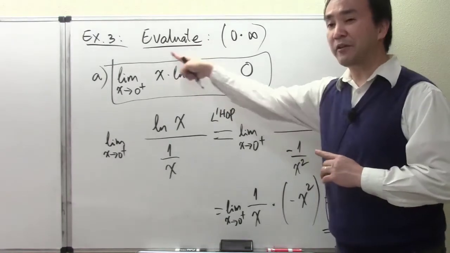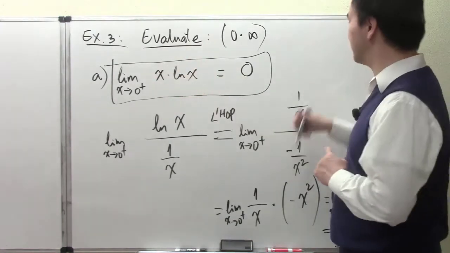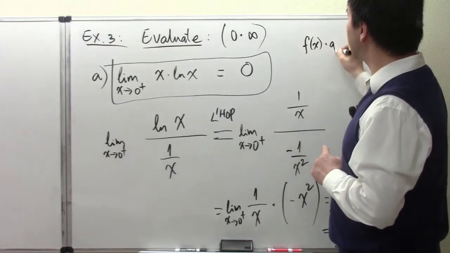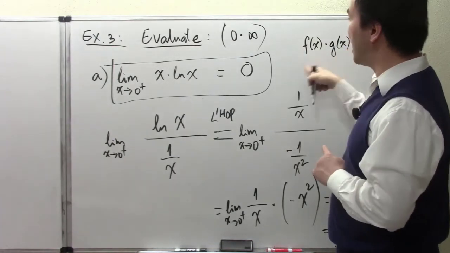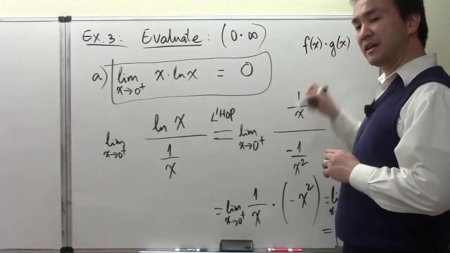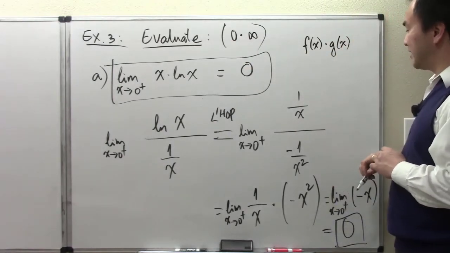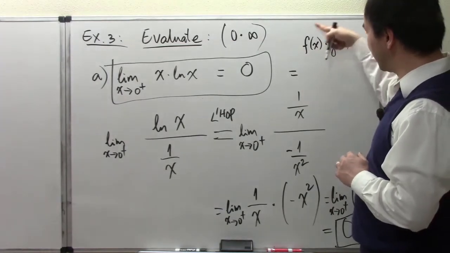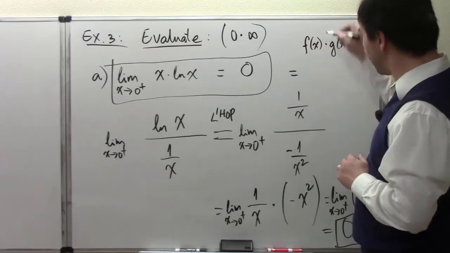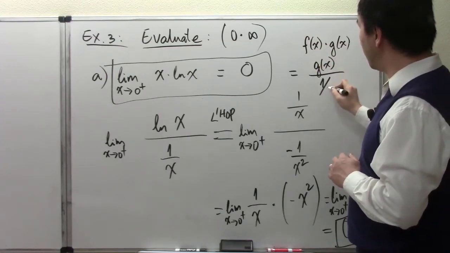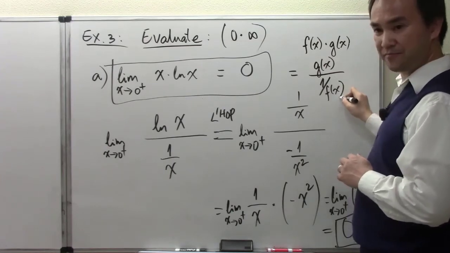The little experience I found in this problem is, we have one function in product with another one, and that's the whole reason why we can end up with one of them being 0 and the other one being infinity. Then we can algebraically re-express this as either g over 1 over f of x. That's one way.